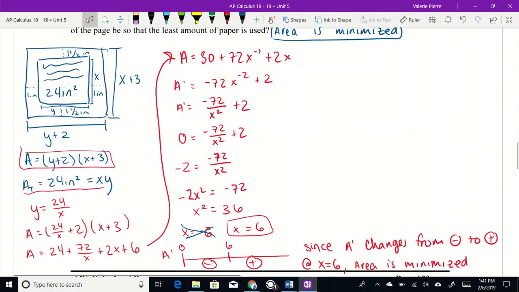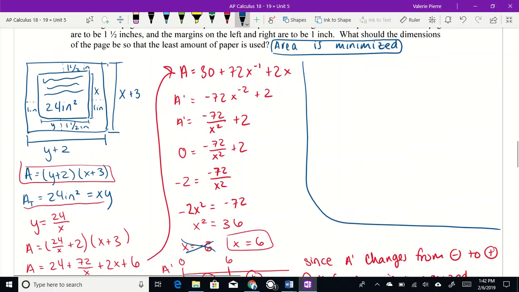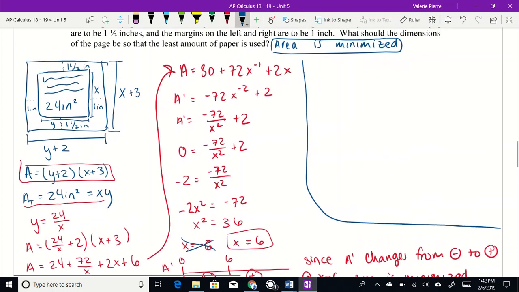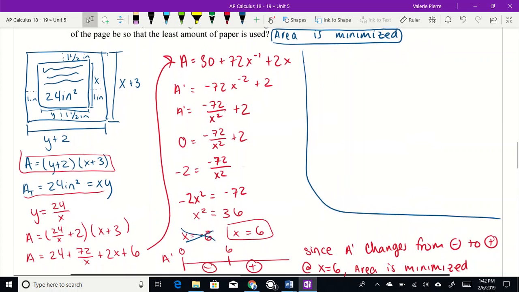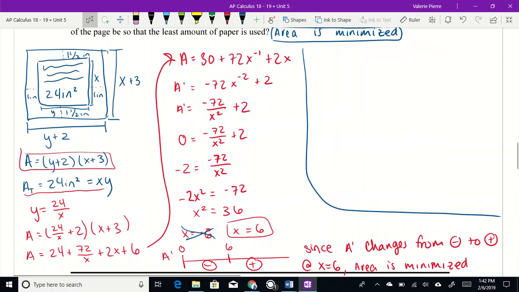Okay, so now I need to actually answer the question, right? So what should the dimensions of the page be so that the least amount of paper is used? So we know that the page is y plus 2 and x plus 3, right? These are the dimensions. This would be the width, and this would be the length.